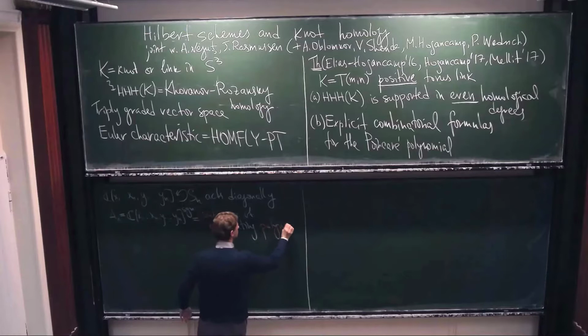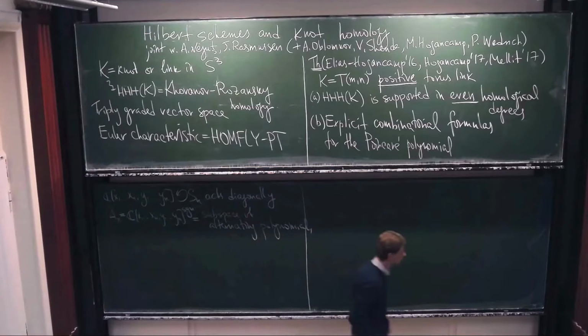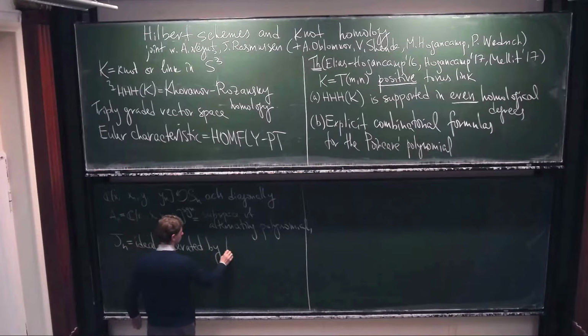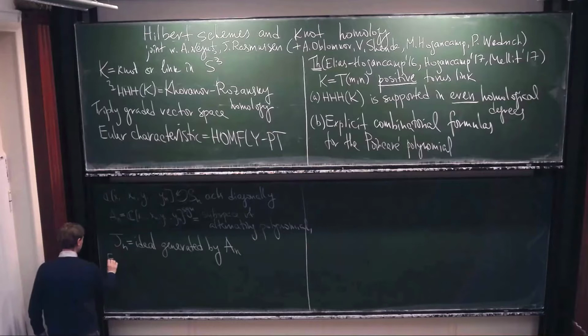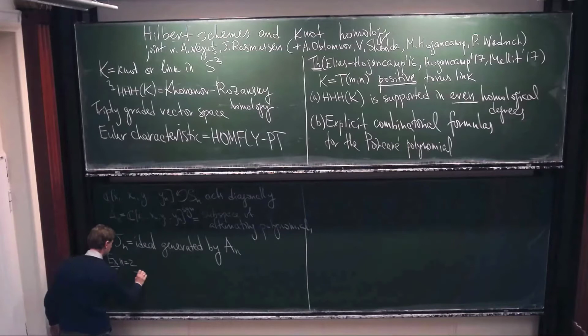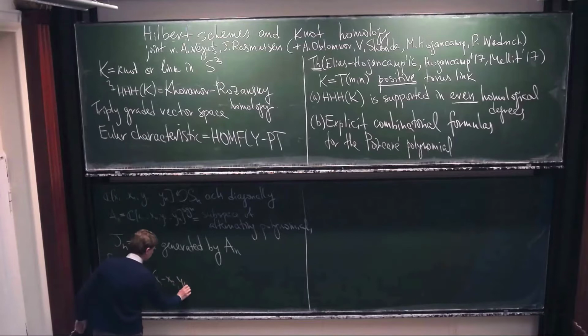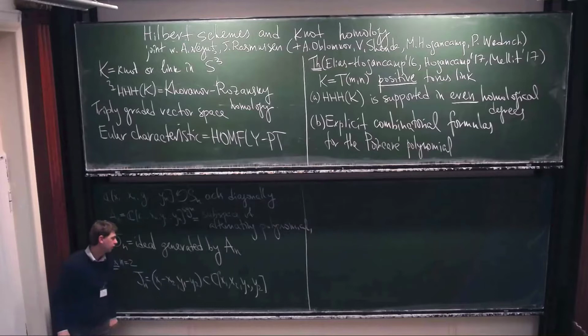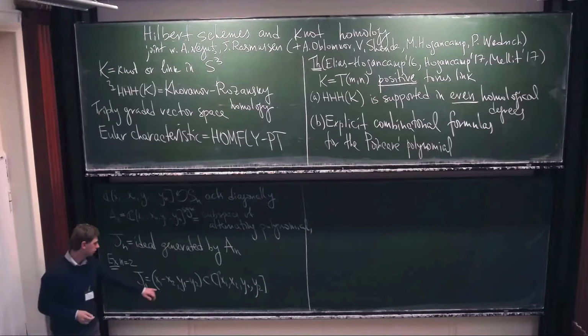And then I can take J_n to be the ideal generated by A_n. A simple example of this construction: if n is equal to 2, you can check that this J_n is the ideal generated by x1 minus x2 and y1 minus y2 inside polynomials in x1, x2, y1, and y2. So clearly, these are anti-symmetric, and you can check that every anti-symmetric polynomial actually lives in the ideal generated by these. So that's not so hard.